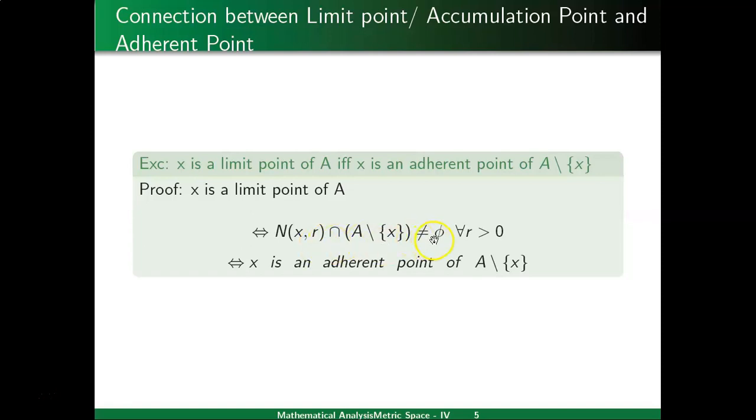This is true if and only if x is an adherent point of A minus {x}, because the definition of adherent point says that a point x will be an adherent point of a set if every open sphere about x contains a member of that set. So x is an adherent point of A minus {x}. Therefore, a point x is a limit point of A if and only if the point x is an adherent point of A minus {x}.